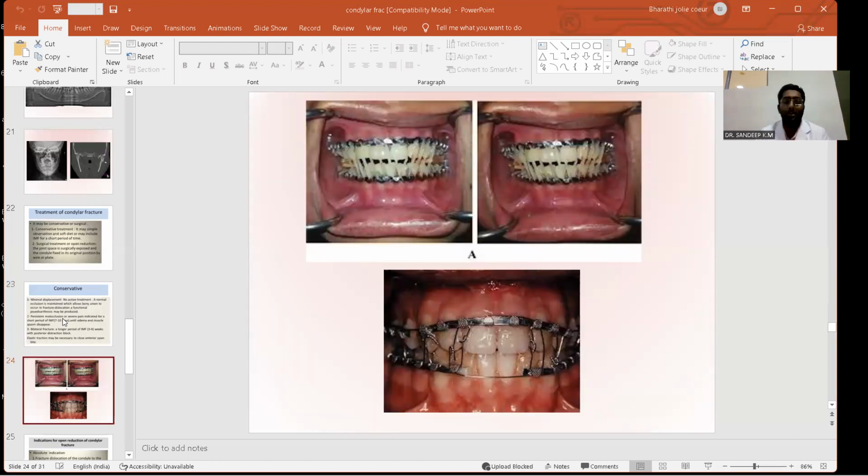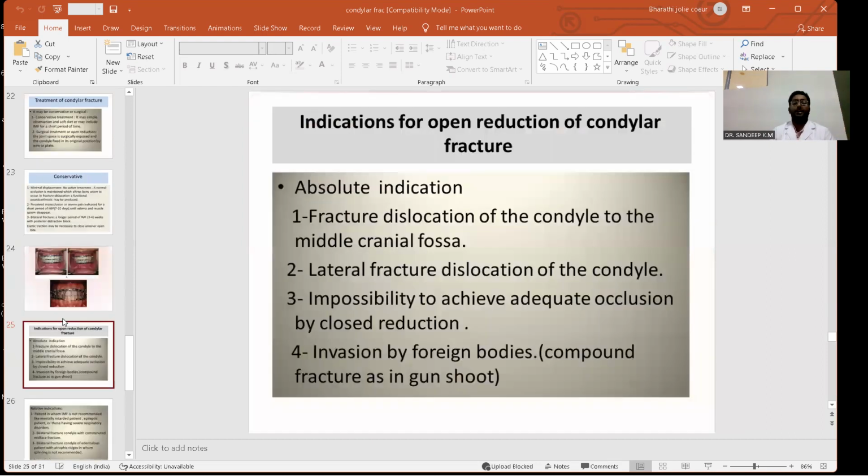Okay, so this is the picture where you can appreciate that upper and lower arch bars are given, and we have guided the teeth with elastics and kept the teeth in the normal occlusion. Intermaxillary fixation is also given. So this is a classical example of closed reduction of a fracture.